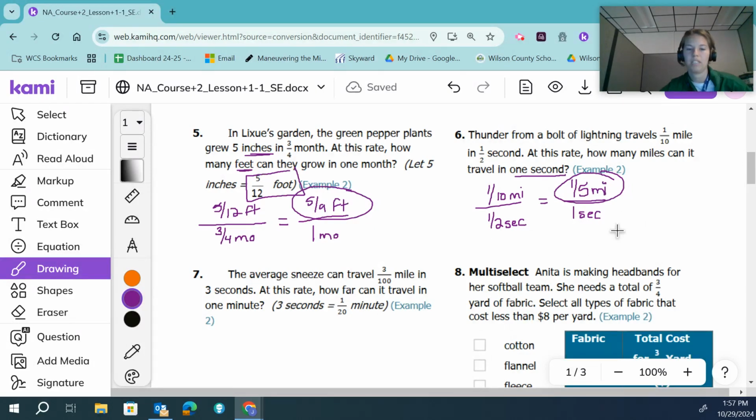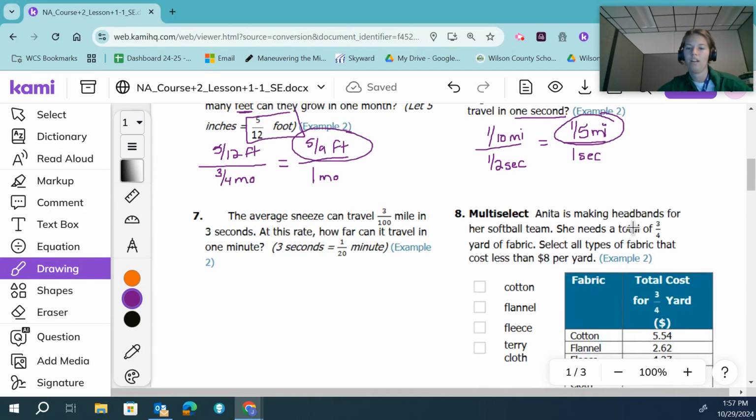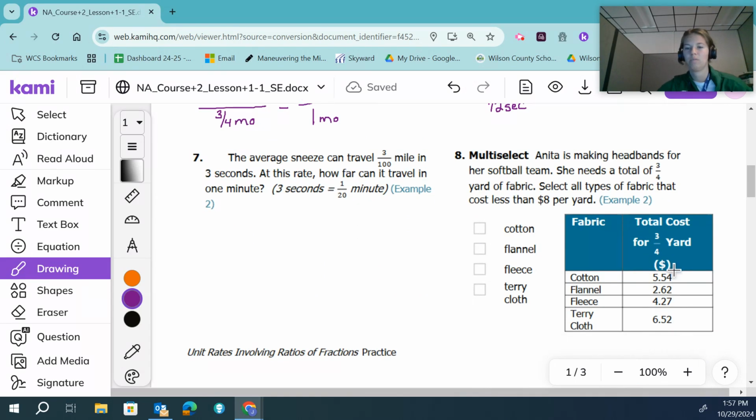You can try number 7 on your own there, and 8 too. Number 8 has multiple parts. In the table, it gives you 3/4 of a yard. You would need to determine the rate per yard for each of those, and then decide which ones of those fit.